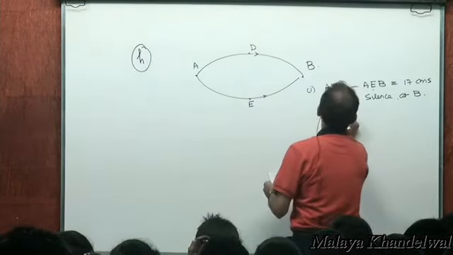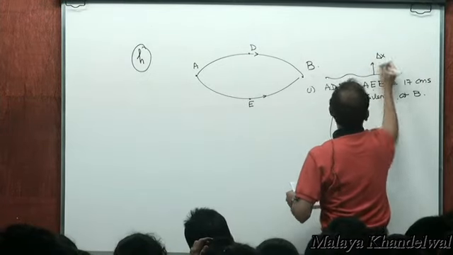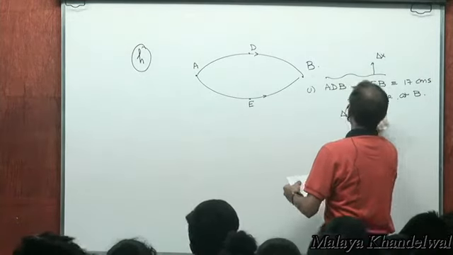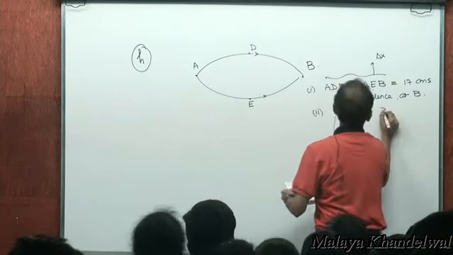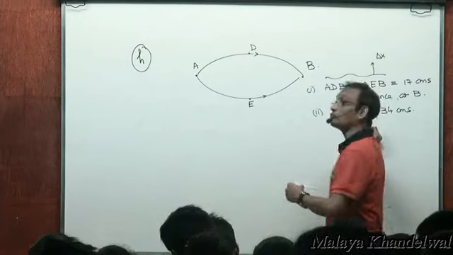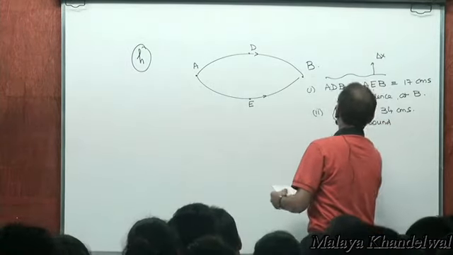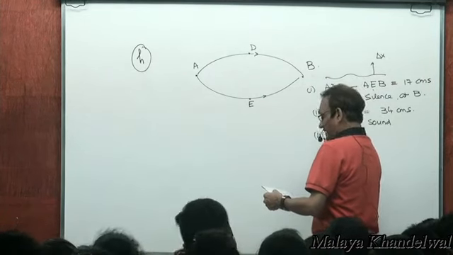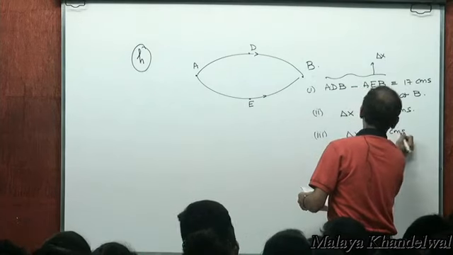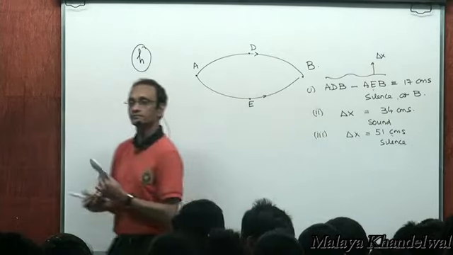When the difference in the paths, let me refer to this as delta x. When delta x is 17 centimeters, there is silence at B. When delta x is 34 centimeters, there is a sound at B, means large sound, right? Third, when delta x is 51 centimeters, then again there is silence. Right?